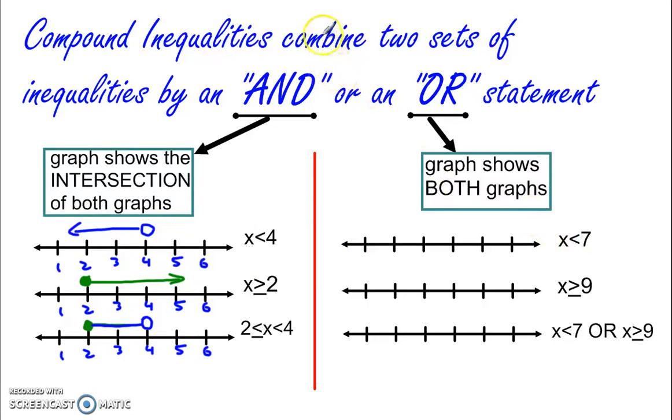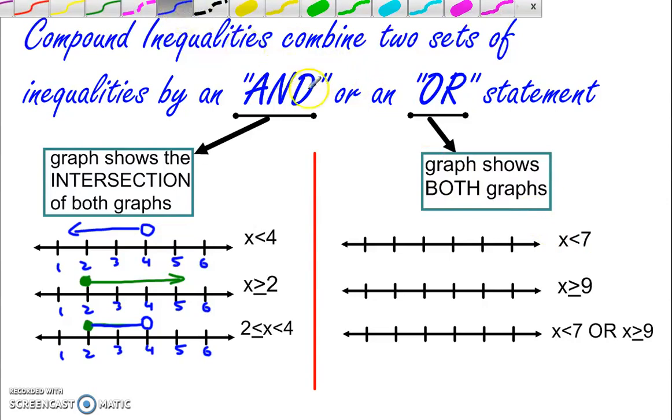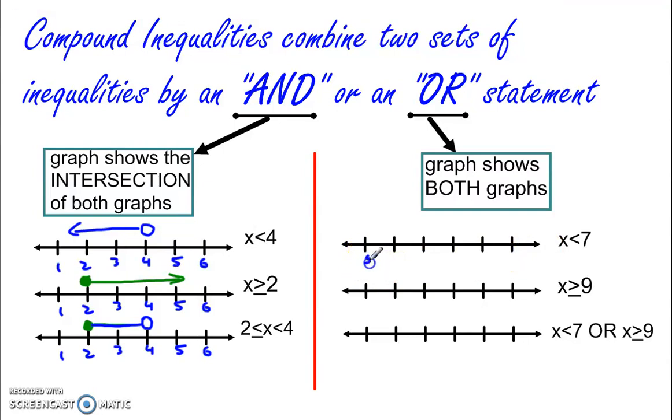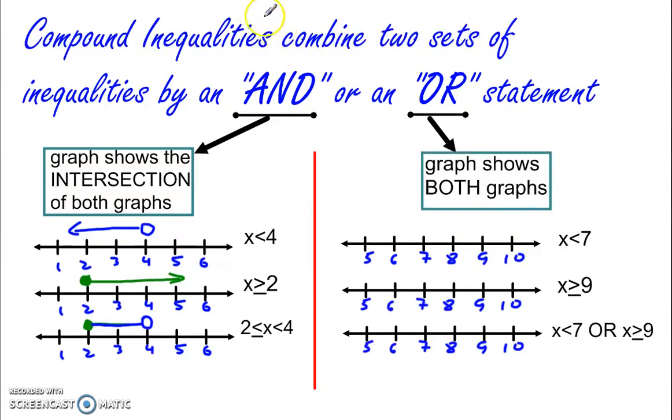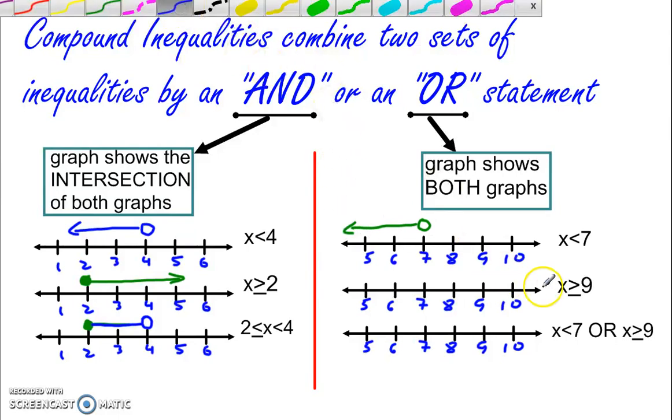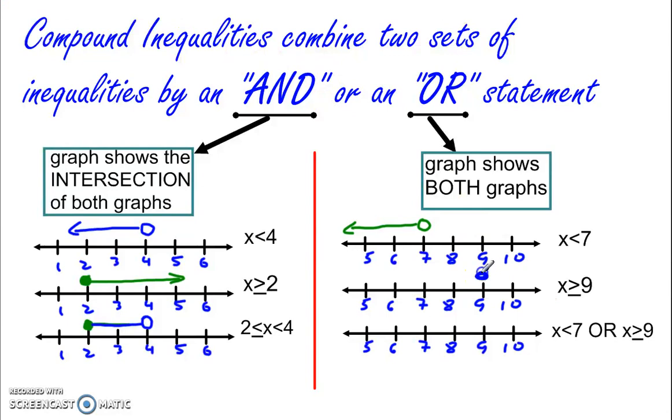If it's an OR statement, it can be one or the other. So here we have x is less than 7. Label this 5, 6, 7, 8, 9, 10. Here's 7. Open circle at 7, going this way. Then x is greater than or equal to 9, closed circle at 9, going that way.